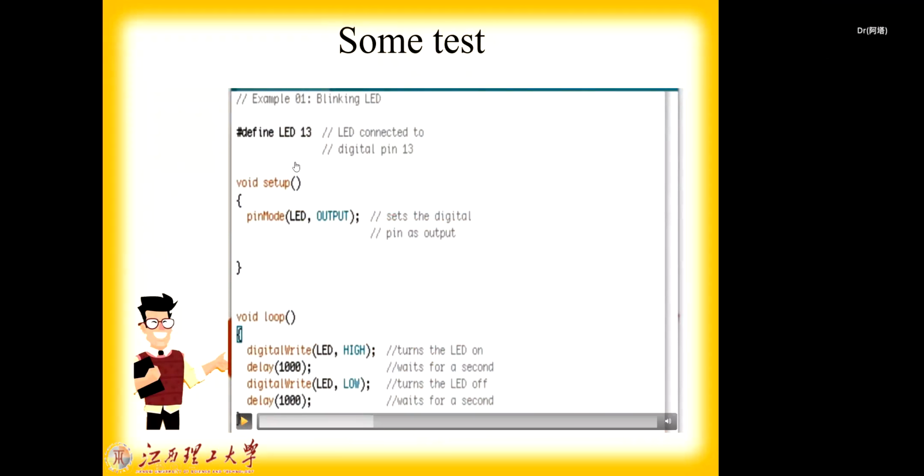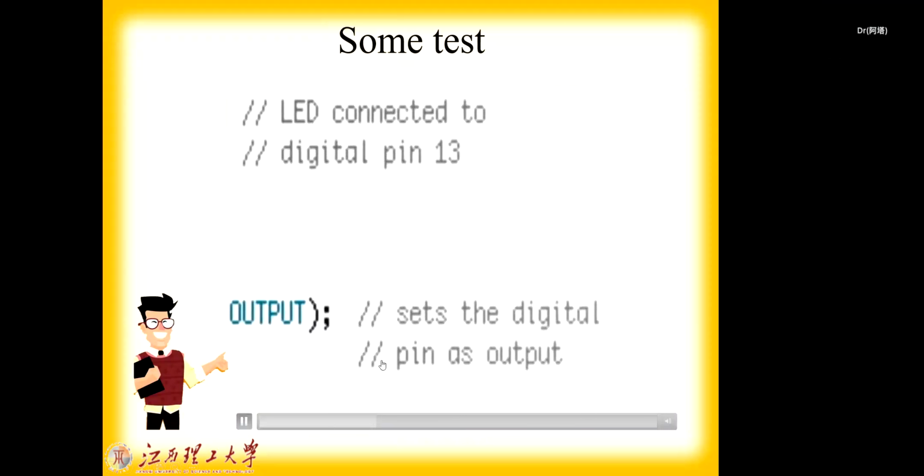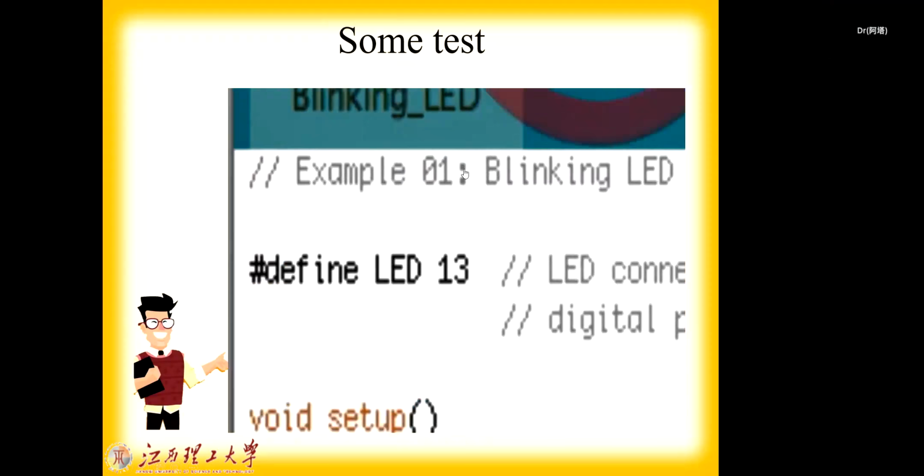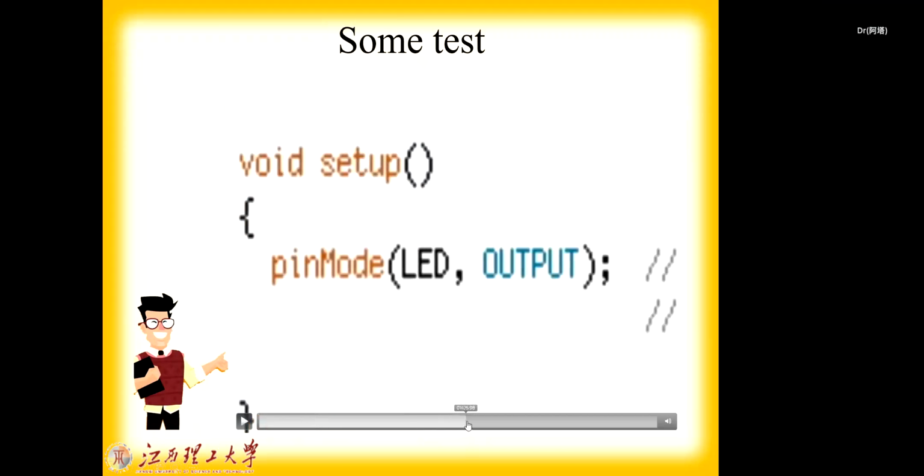You will see here what we have done for the blinking. We define the LED pin as 13, and then we say pin mode LED, the pin number 13. We define it as output in the setup, and then in the loop we do the digital write. Let's make it high for 1 second, make it low for 1 second. Very simple, and we specify exactly pin number 13 as the output of our project. Now let us go a little bit fast.